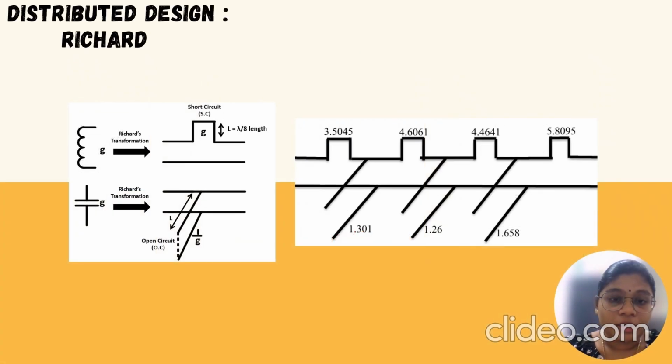Now I'm explaining the distributed design for Richards transformation. The inductance becomes a short circuit and the capacitor becomes an open circuit. For G1, which is inductance, it becomes a short circuit, and for G2, capacitance becomes an open circuit. G3, inductance, becomes a short circuit, and G4, capacitance, becomes an open circuit. G5 becomes a short circuit, and G6 becomes an open circuit, and the last one is G7, which is inductance, which becomes a short circuit.